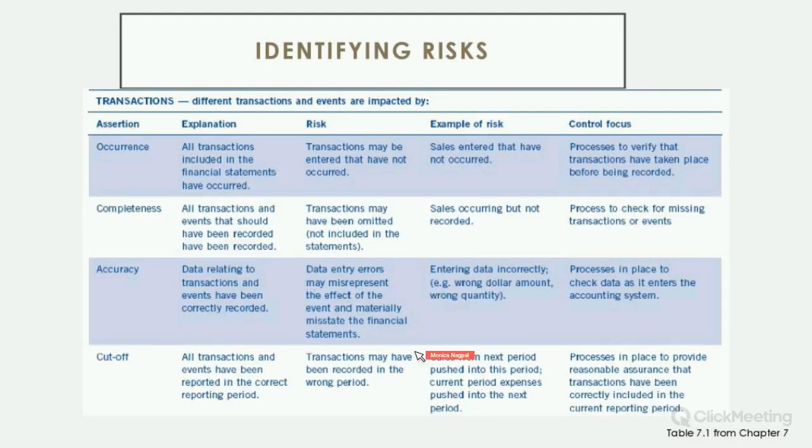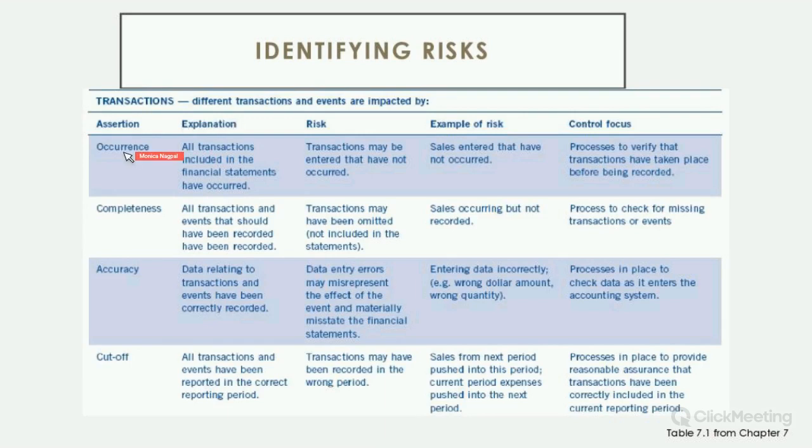Have a look. This is a copy of the table from chapter 7 of your textbook. On this side, you see the occurrence. These occurrences are classified for balance sheet accounts, for profit and loss accounts, and also for disclosures in the financial statements. You don't have to worry about them.